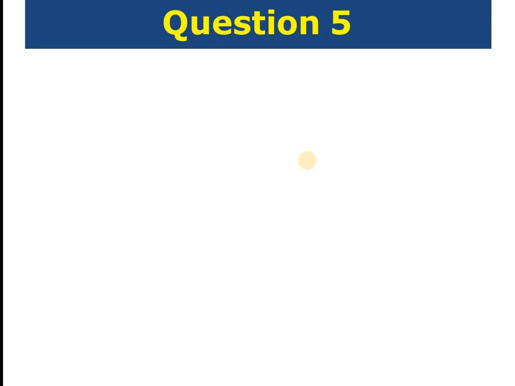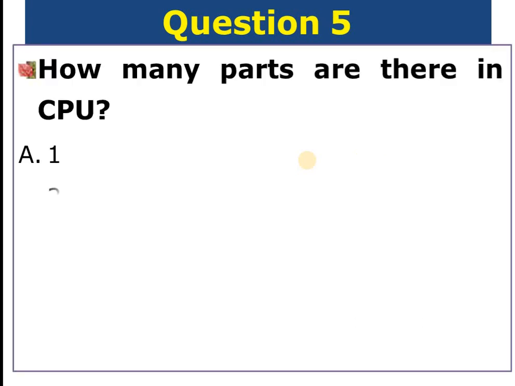Let me go to question number 5. How many parts are there in CPU? A. 1, B. 2, C. 3, D. 4. The answer is C. There are 3 parts in a CPU.